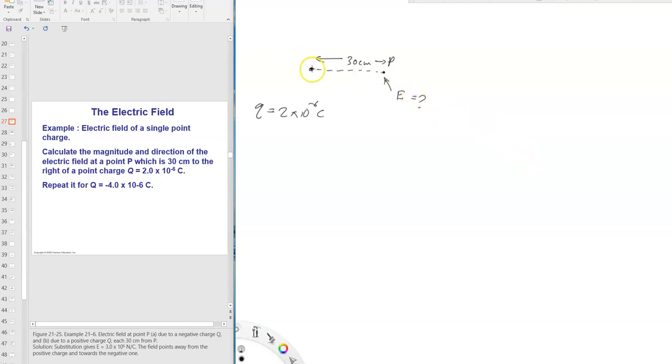All right, this is a point charge. Point charge means, again, it's a spherical charge. We know that, and it is positive. So the electric field at this point must be pointing outwards. We need to find the value. It's given by KQ over R squared: 9 times 10 to the 9, 2 times 10 to the negative 6, over 30 centimeters, 0.3, squared. Okay, so do the math to figure it out.